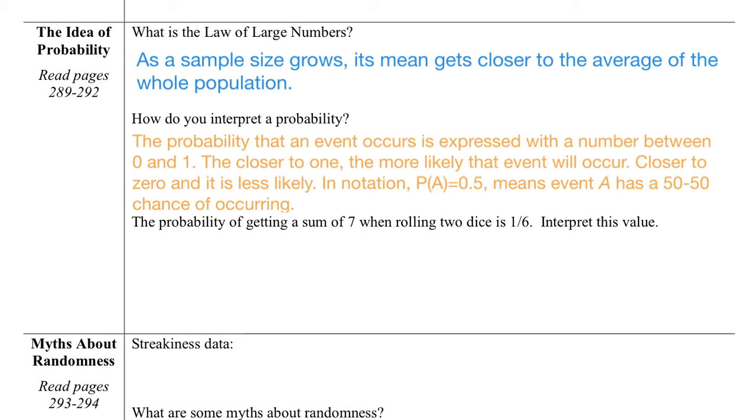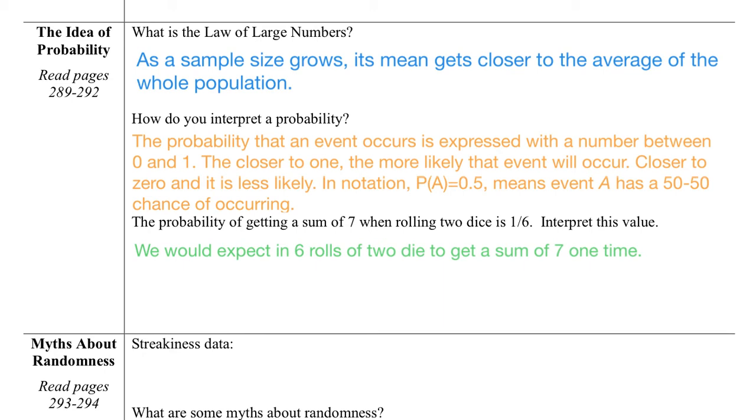So, interpreting a probability: the probability of getting a sum of 7 when rolling 2 dice is 1/6. Interpret this value. We would expect in 6 rolls of 2 dice to get a sum of 7 one time. So this is an expected value. But will that always happen?